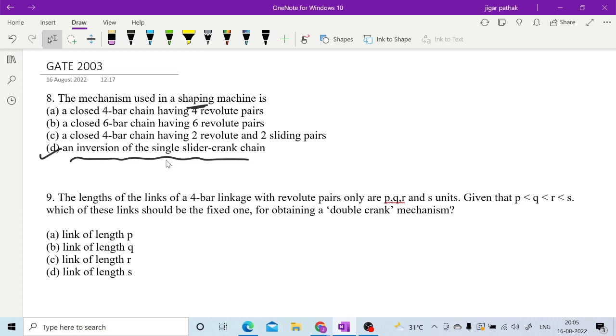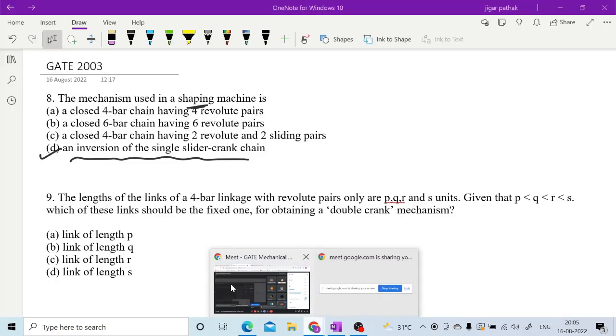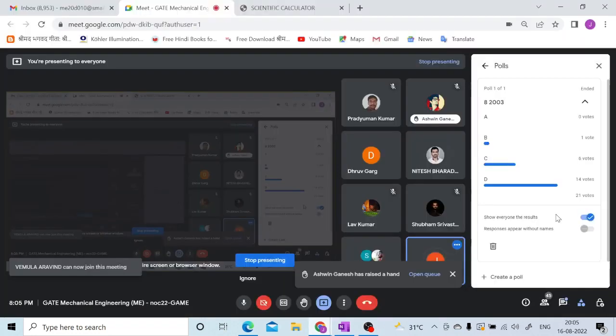Sir, the result is not visible. I have already made it visible to you. Sir, it is not visible. All others can see the result. Nitesh? Yes, sir, we can. I can see both, sir.